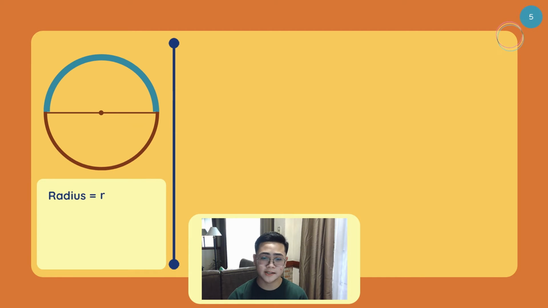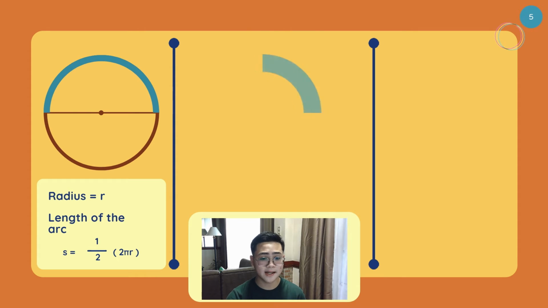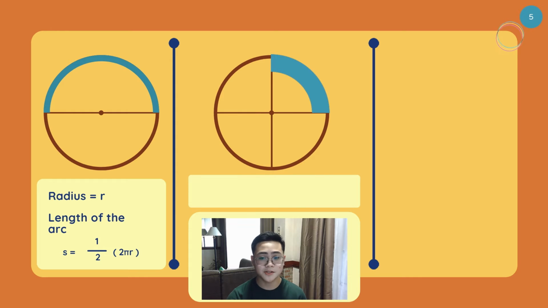Consider a circle divided into two equal semicircles. Let's assume that its radius is r. What is the length of this arc marked in blue? We can say that it covers half of the boundary. Let's write the length of the arc under the circle, so its length will be equal to 1/2 multiplied by 2 pi r. This tells us that it's part of the circumference.